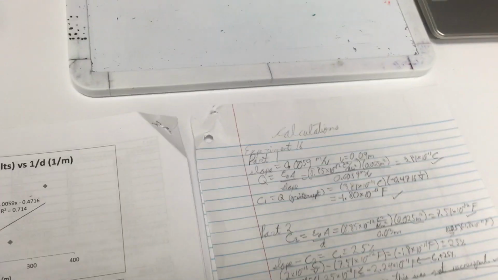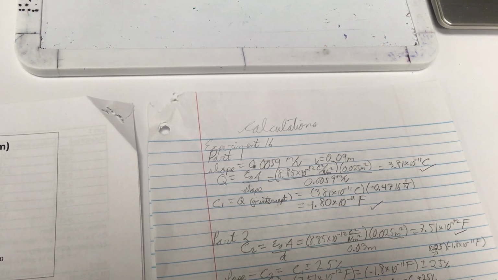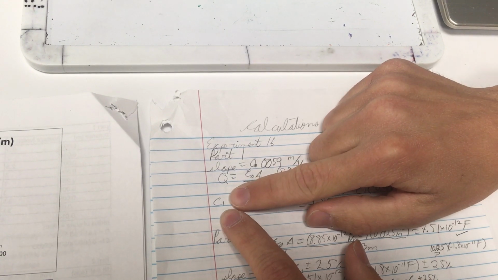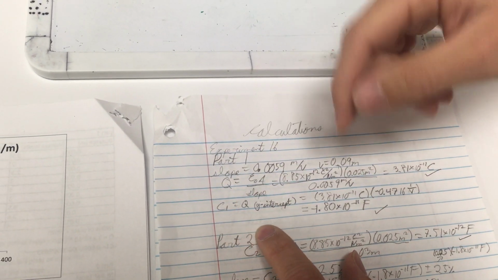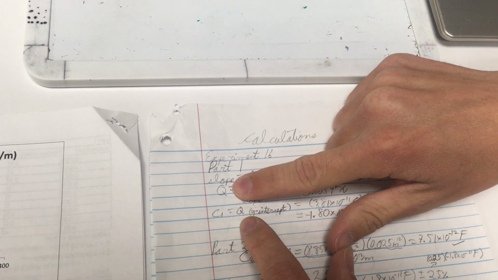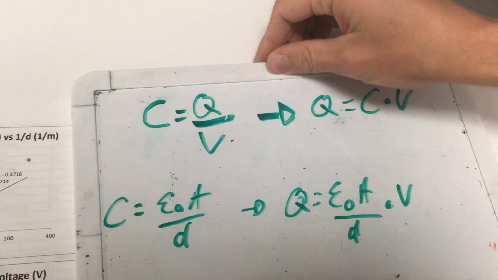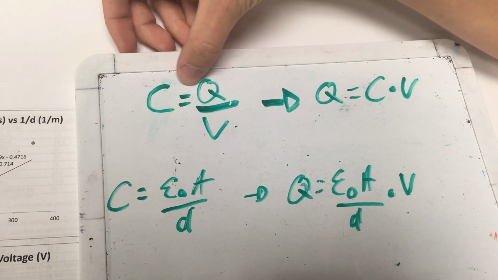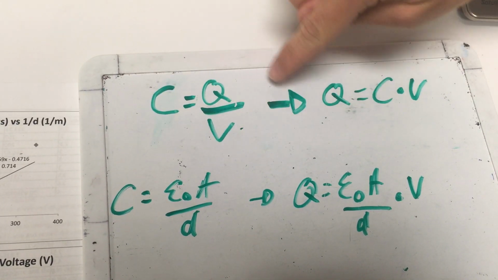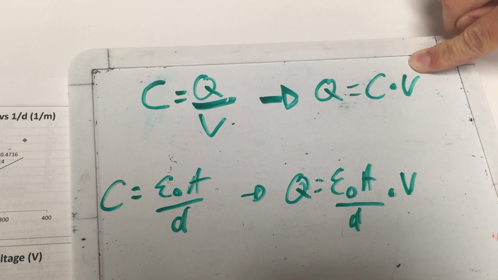So to do these calculations, we're going to use the equation, so we're going to try to find what the capacitance is, ultimately. But to do that, we first have to find what the charge is, and then we can relate charge to capacitance. Here's what that looks like. So capacitance is equal to charge over voltage. And then you can rearrange this equation to say that charge is really just capacitance times voltage.